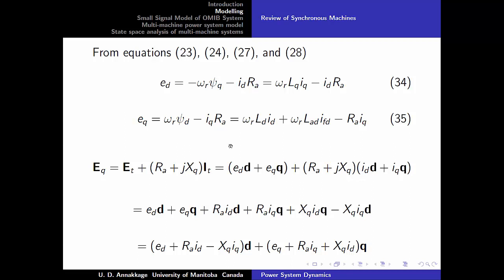Now let us define a phasor EQ. This is a new quantity we are defining. So we define EQ as ET plus RA plus JXQ times IT. We will see the significance of this phasor at the end of this derivation. We can expand the phasors ET and IT in terms of D and Q components.